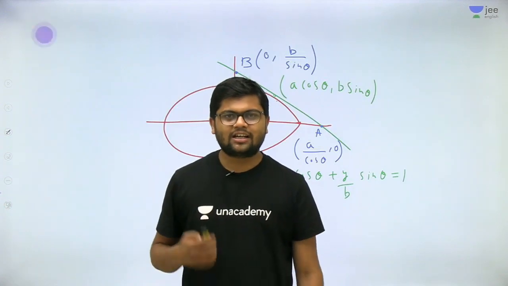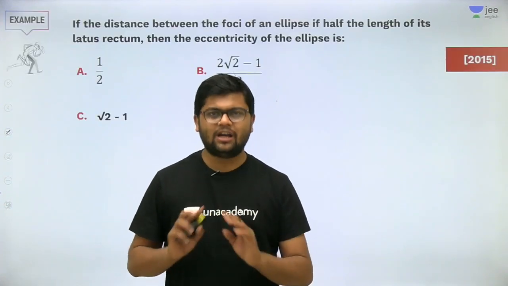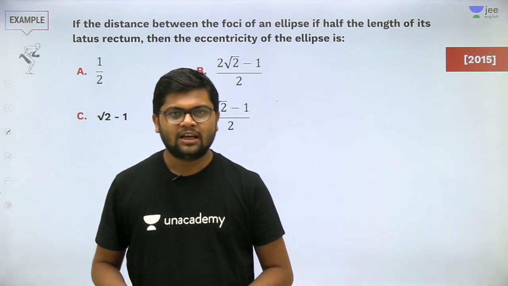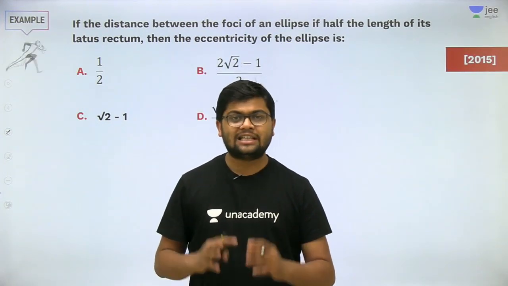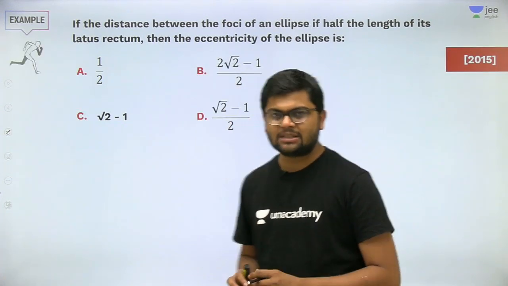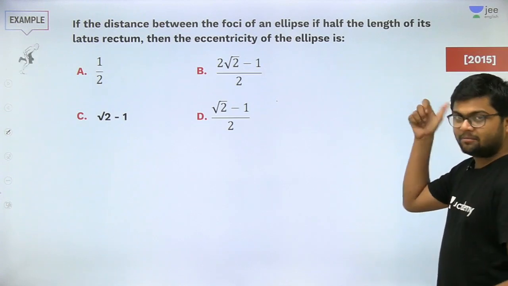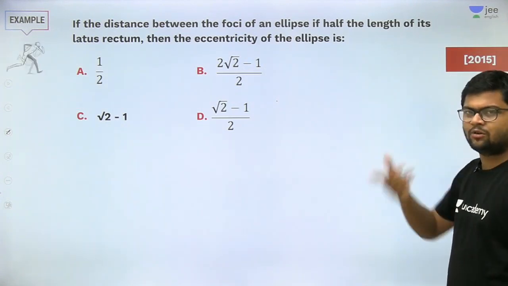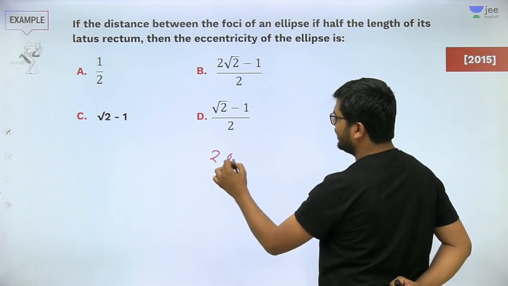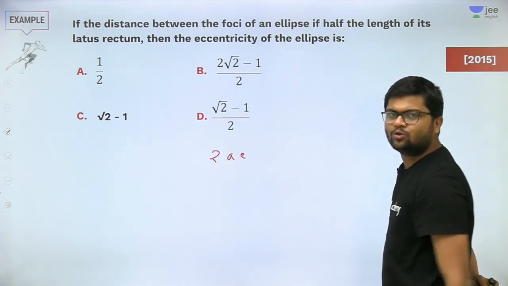Okay, now let's try solving the next question. It is also a very beautiful question. If the distance between the foci of an ellipse is half the length of its latus rectum, then find the eccentricity of the ellipse. Very standard question, but it has been asked in the JEE in 2015. So very wonderful question. Distance between the foci for a standard ellipse is equal to 2ae.